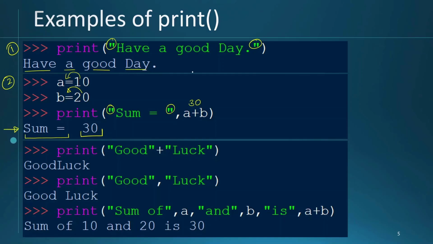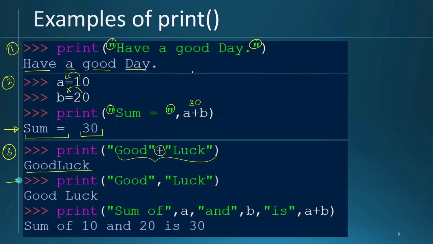That's why the output comes like this. Now in the third example, you can see I have used a concatenation operator plus to combine two words good and luck. Before the print statement starts its operation, first you have to finish the concatenation operation. So it will combine these two words together. Good luck as one single word will be created, and after that print will print it to the output. So you can see over here.